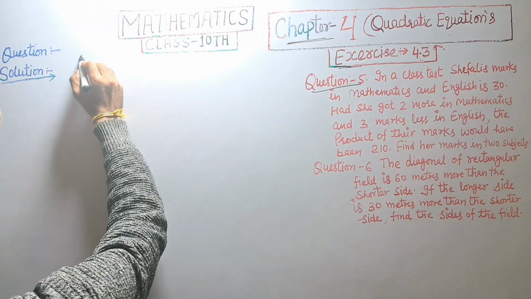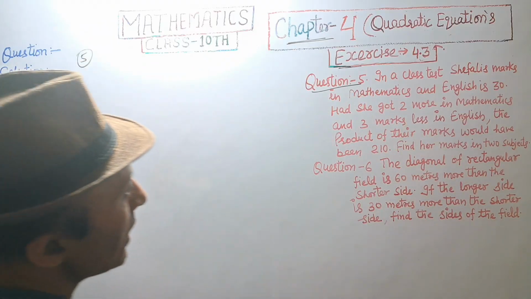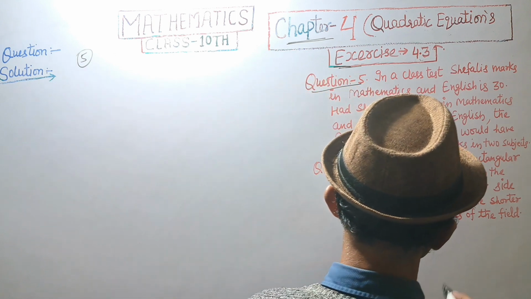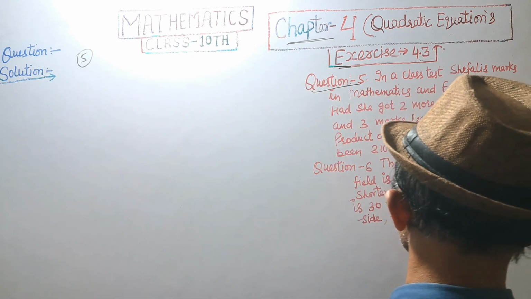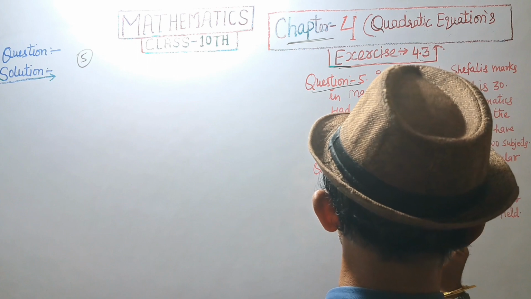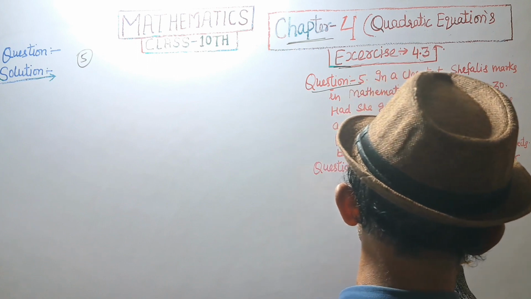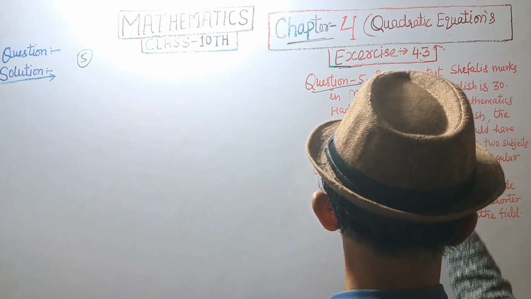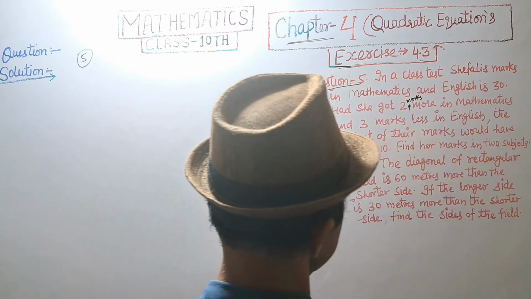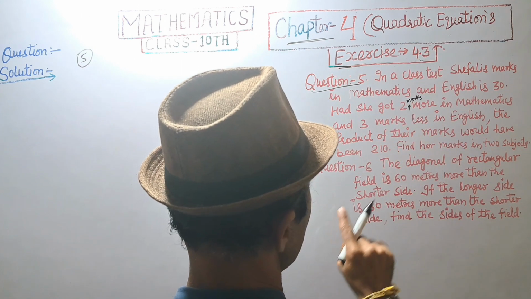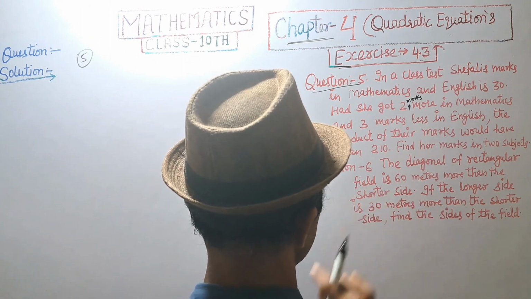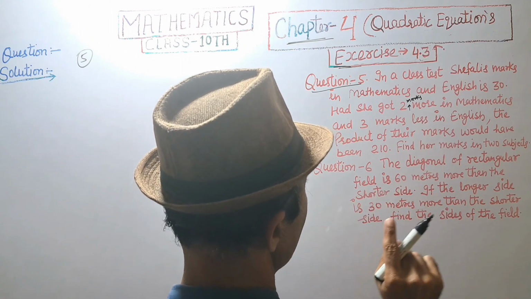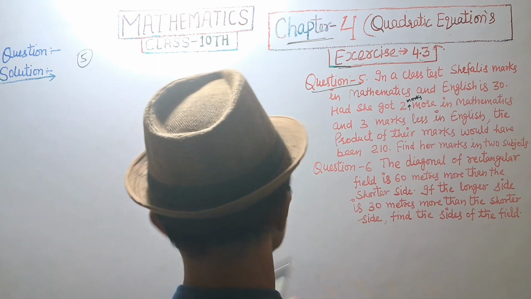Question number 5. In a class test, Shefali's marks in mathematics and English is 30. Had she got 2 more in mathematics and 3 marks less in English, the product of their marks would have been 210. Find her marks in 2 subjects.